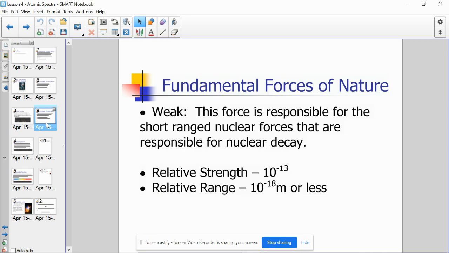The next one is the weak force. Again, the range is super short. So the weak and the strong force are both only found in the nucleus. We call this the weak force because this force isn't strong enough to hold the nucleus together. If you notice, this is much, much smaller than the strong force or even the electromagnetic. Because this force is so much smaller, it can't hold the nucleus together, and this is what is responsible for nuclear decay.